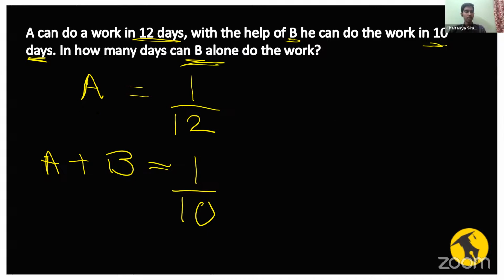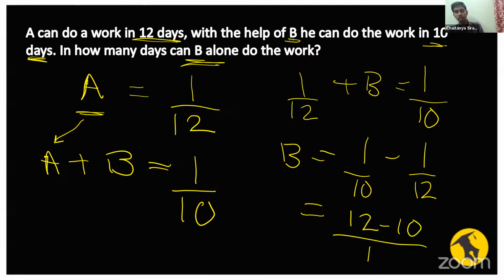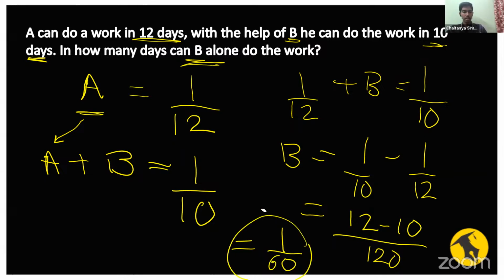So the answer is very simple. You just substitute this value in this. So the equation will be 1 upon 12 plus B equal to 1 upon 10. So B here will be 1 by 10 minus 1 upon 12. If I take 120 as LCM, it will be 12 minus 10 upon 120. It will be 2 upon 120. So I'll get 1 by 60. All right. So B can alone finish the work in 60 days.